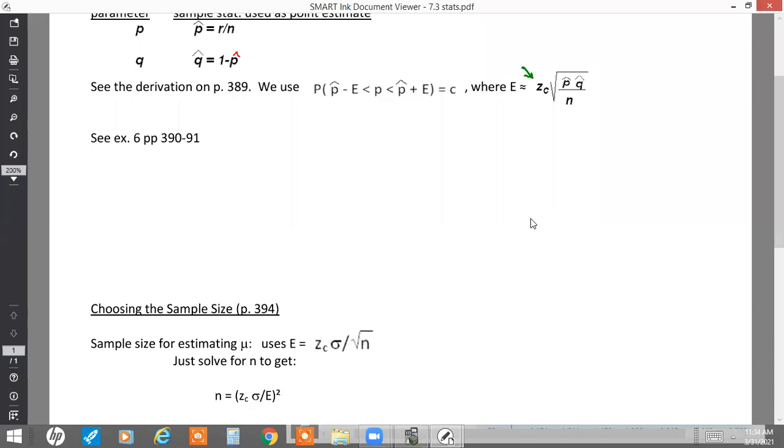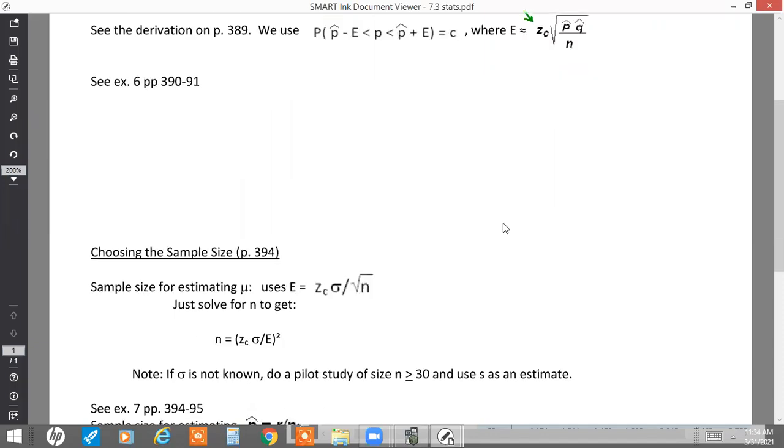So take a look at example 6. I'm just going to do this example for you, even though it's already worked out. And it's on pages 390 and 391 in your textbook. All right. So here we go, example 6, bottom of page 390. I'm going to give you a synopsis of what's going on here.